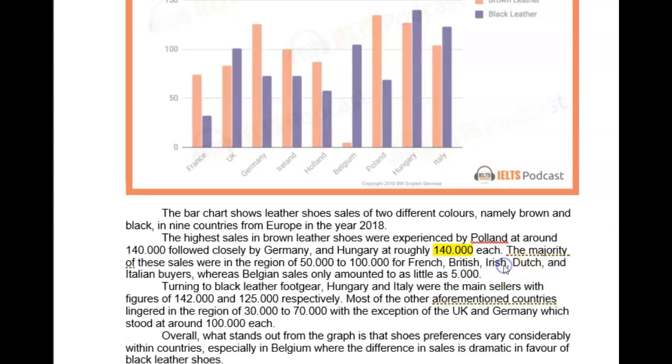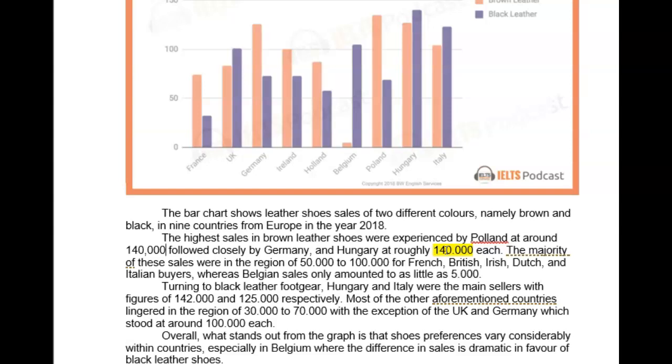So in what you've written, that was all absolutely perfect. High sales were experienced by Poland, spelling, careful, at around 140. Now, in the UK, we write it like this, with a comma, not a full stop. That's really important, and so you need to do that all the way through. You could put 140,000 units, followed closely by Germany and Hungary at roughly... they're not the same, so you need to alter that, do 130 each.